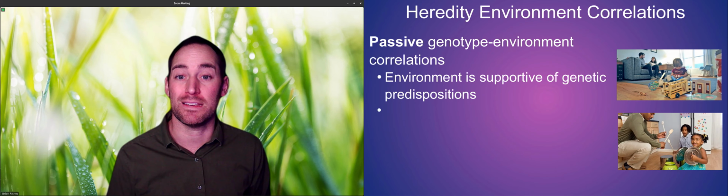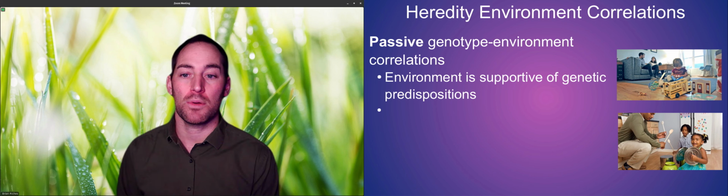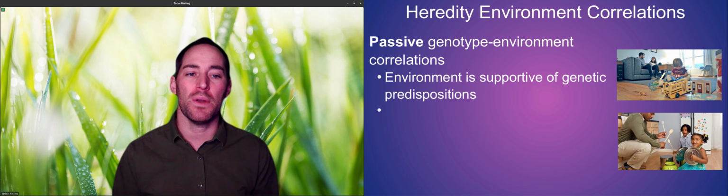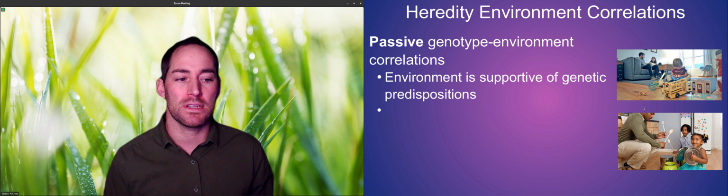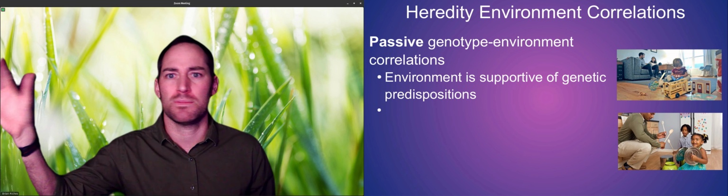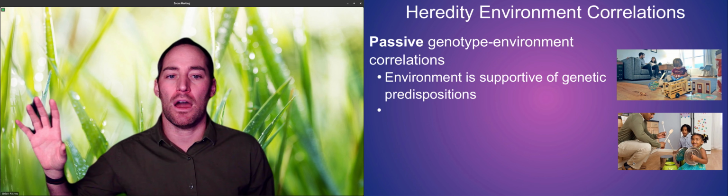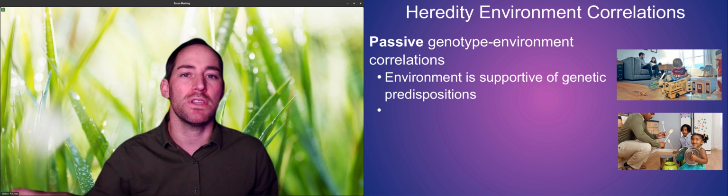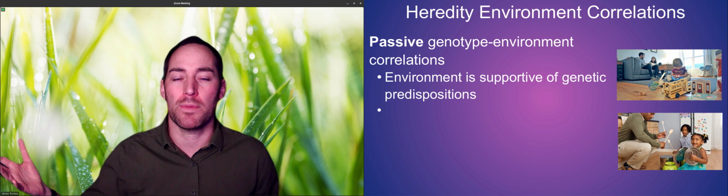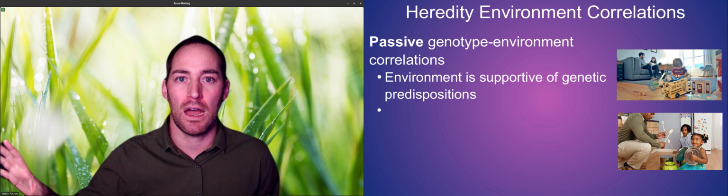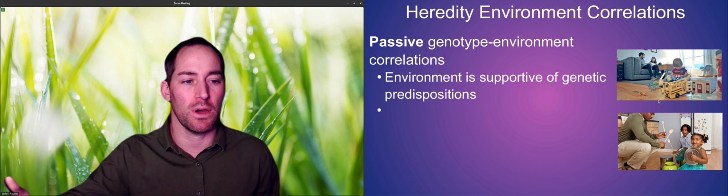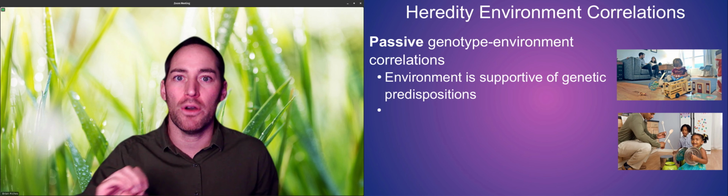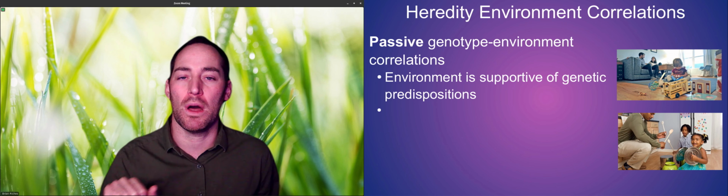So what is a passive genotype-environment correlation? This is when the environment is already supportive of the genetic predispositions of a child. Let's say both of the parents are really good with music. Let's pretend music ability, pitch or something like that, is entirely genetically caused. It's not, but let's go with this example. So the genes of these parents are already really good for doing well with music.